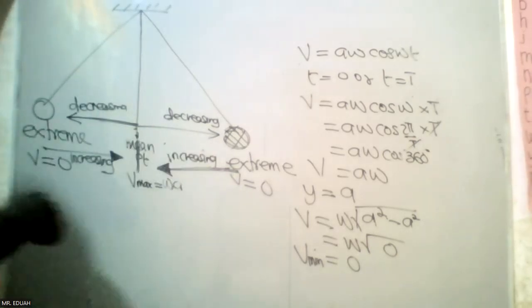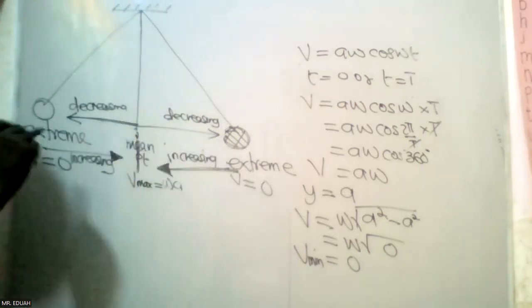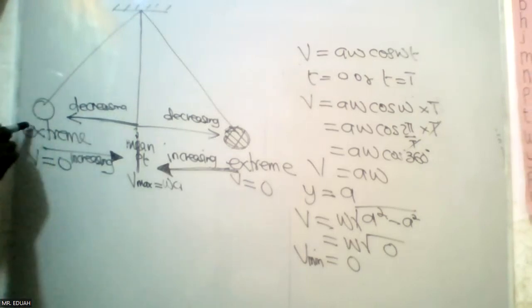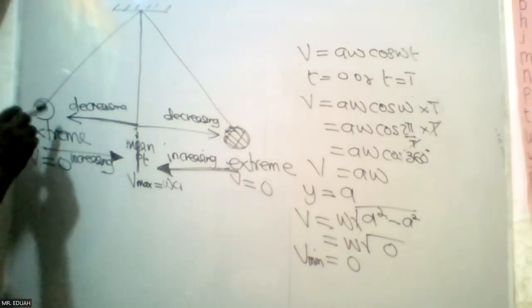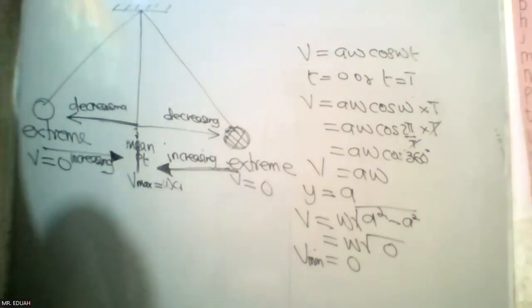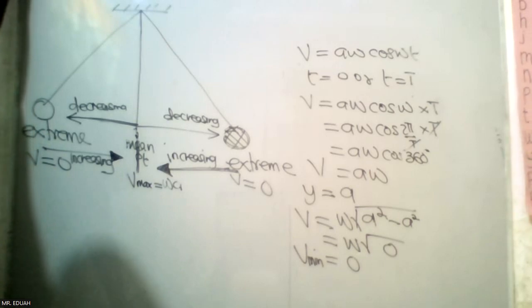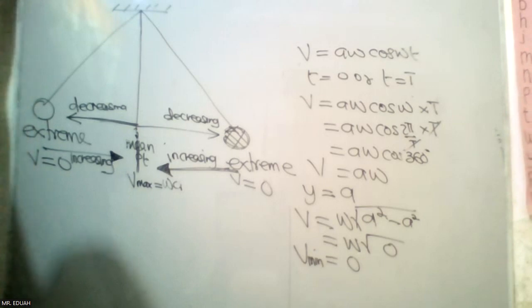So if a body's movement is such that velocity is decreasing as it moves from the mean point to the extremes, and also such that velocity is increasing as it moves from the extreme to the mean point, class, can't we talk about the acceleration of the body?